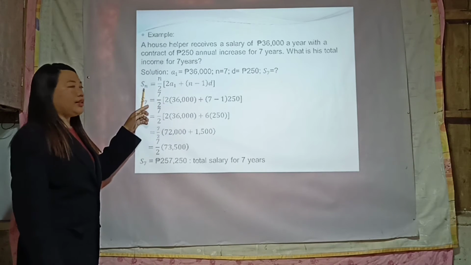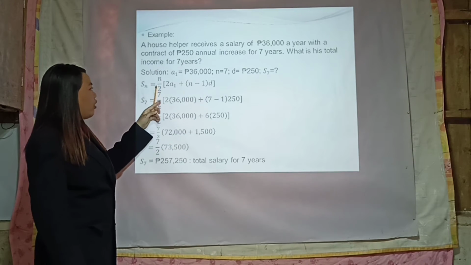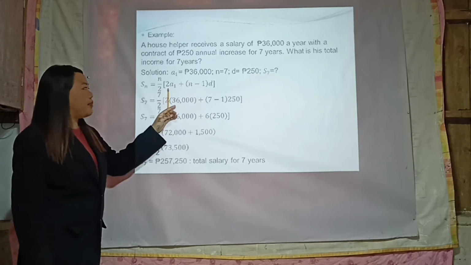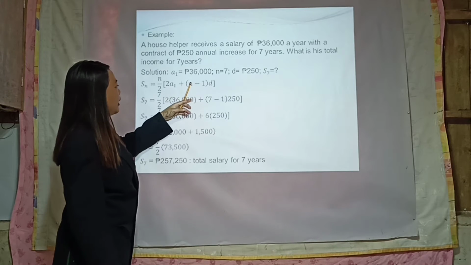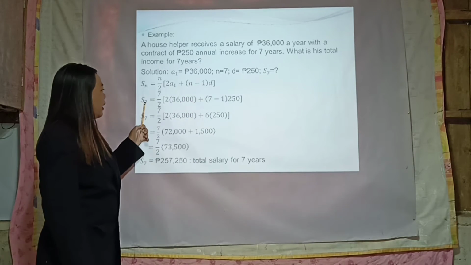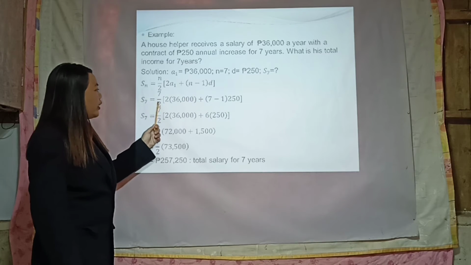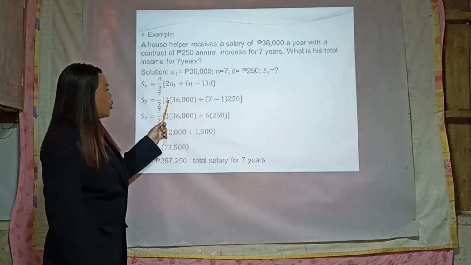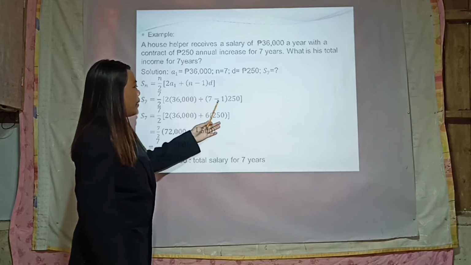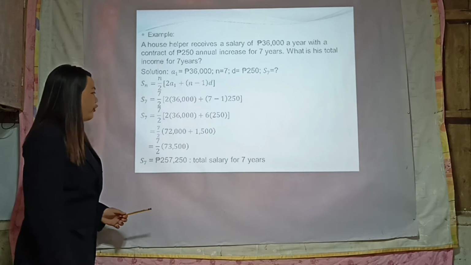So S sub n is equal to n over 2 times 2 times a sub 1 plus n minus 1 times d. So S sub n is equal to 7 over 2 times 2 times 36,000 plus 7 minus 1 times 250.